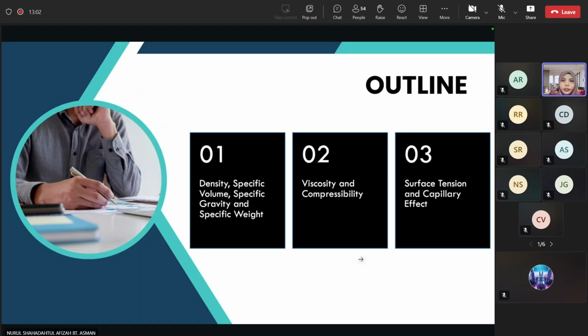There are only three outlines for today's lecture. First is density, specific volume, specific gravity, and specific weight. You have learned this in chapter 1, and we are going to go through it specifically for chapter 2. Second is viscosity and compressibility. And the final subtopic is surface tension and capillary effect.